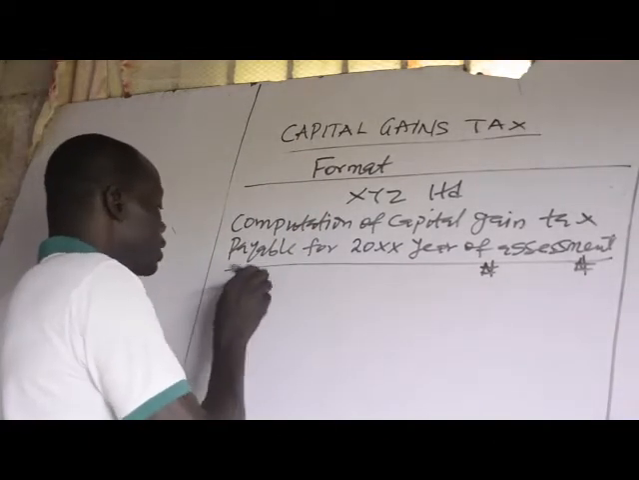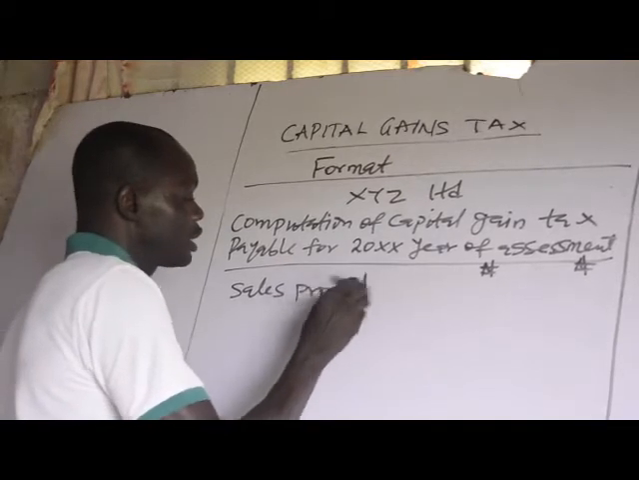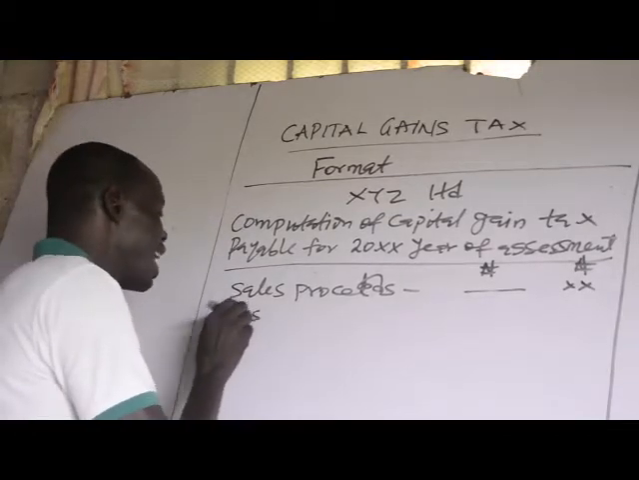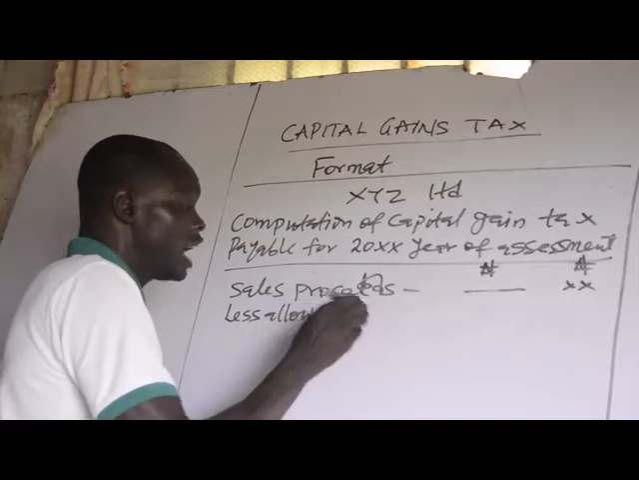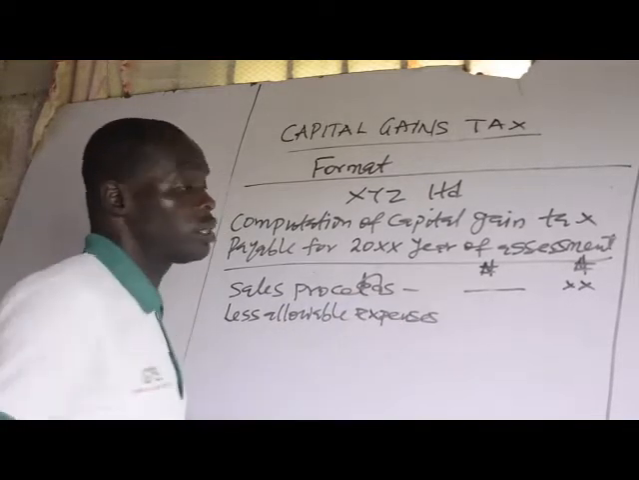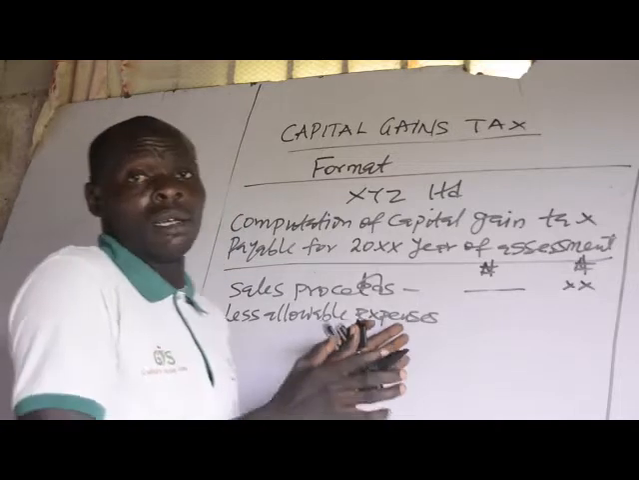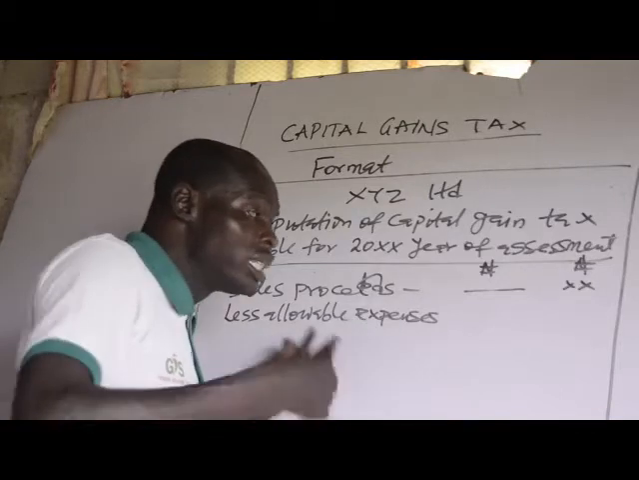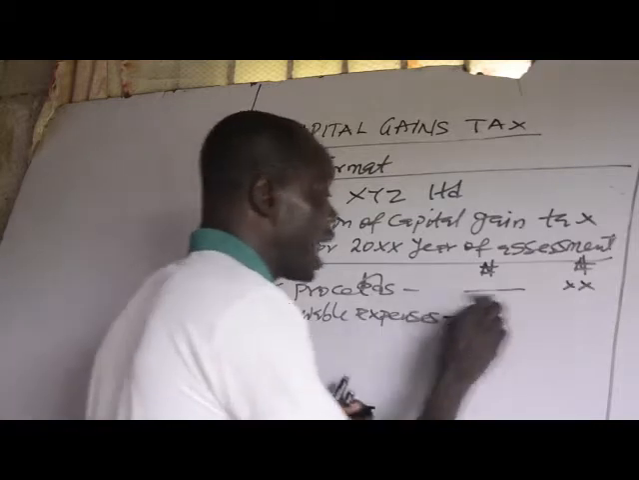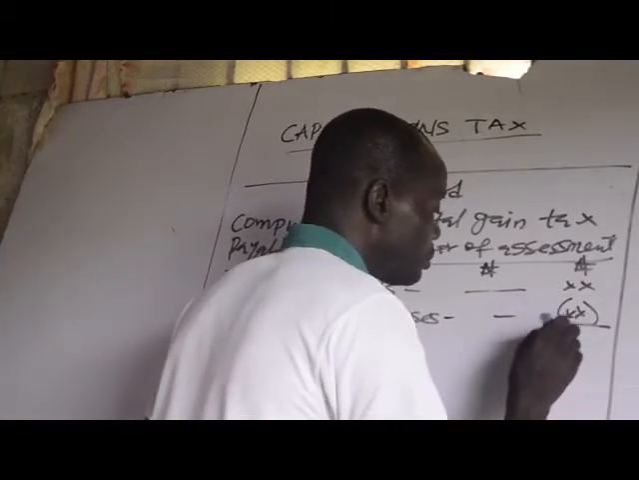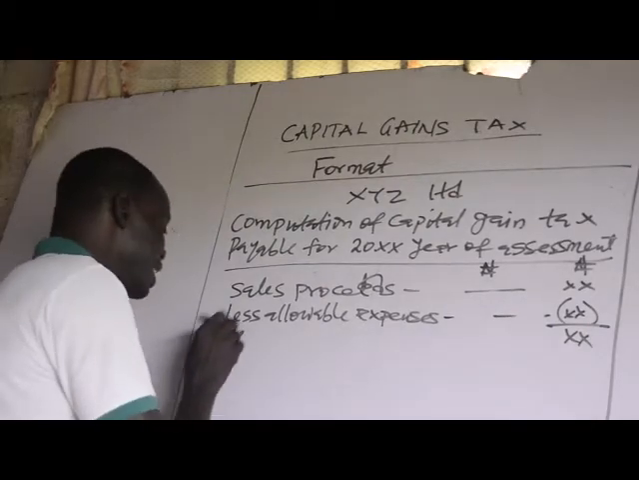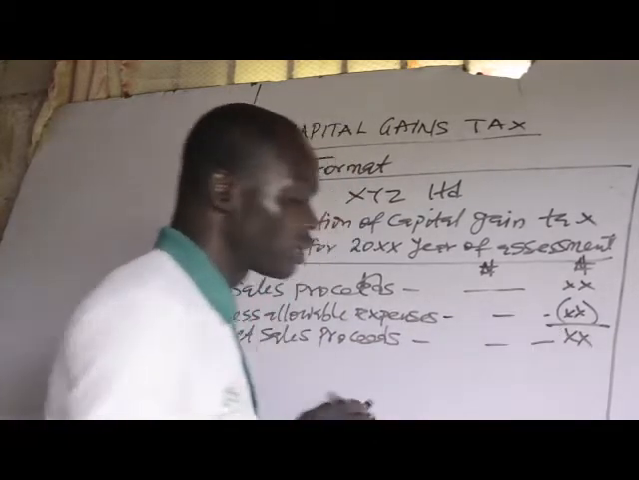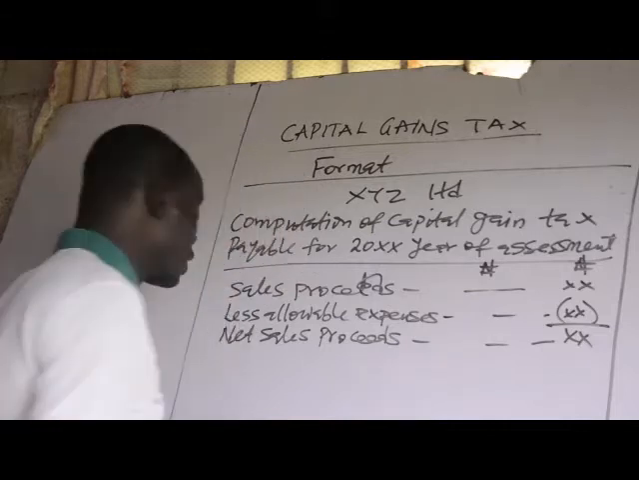Then you have the sales proceeds. The amount realized from the sales of the chargeable asset. Less allowable expenses. Those expenses incurred in connection with the sales of the chargeable asset. Expenses incurred in connection with the disposal of the chargeable assets that are allowable. So you deduct that, and after deducting that, you arrive at the net sales proceeds.